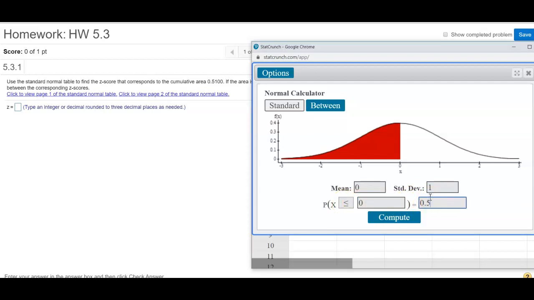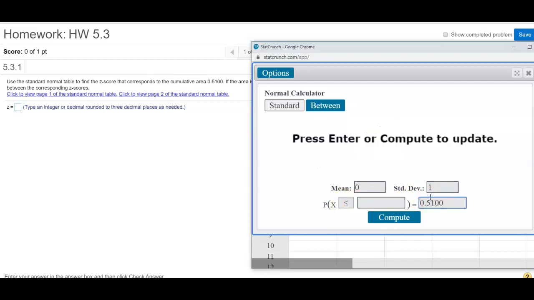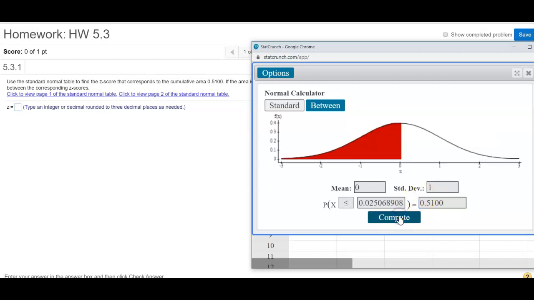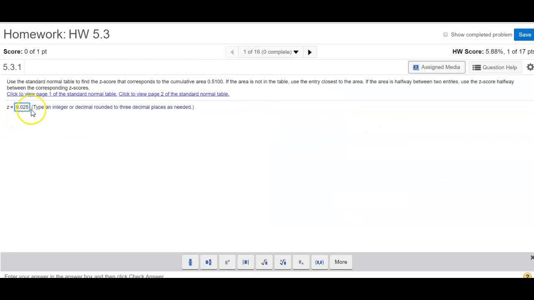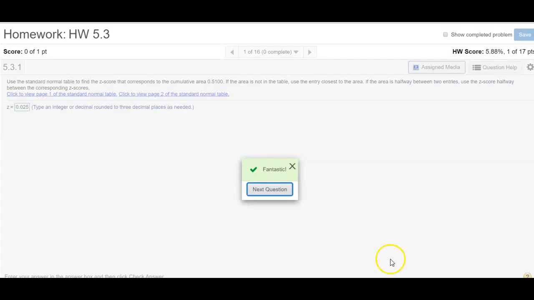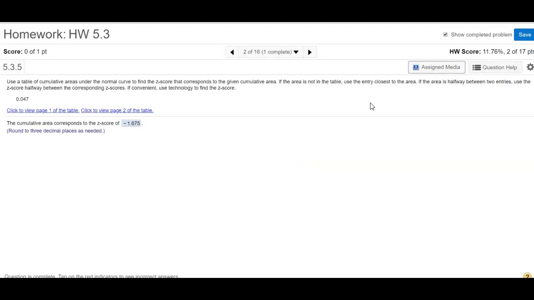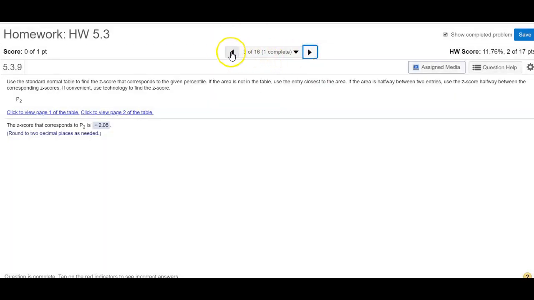My area is 0.5100. And then I'm going to go ahead and compute. My z-score here is 0.02506. And again, always make sure, they're asking me to round off to 3 decimal places. I'm going to go ahead and copy that, and I'm going to paste it here and check my answer. There you go. So let me go ahead and take a look at the next question here.